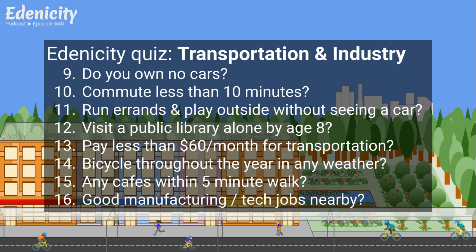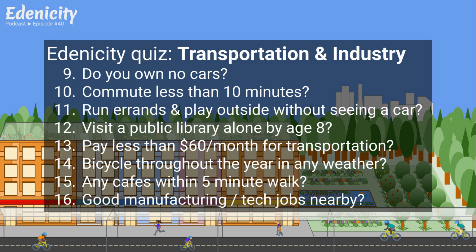The next 8 questions have to do with transportation and industry. Question 9. Do you own 0 cars? 10. Is your commute less than 10 minutes? 11. Can you run your daily errands and play outside without seeing a car? 12. Would it be easy for a child to visit a public library alone from where you live by age 8? 13. Do you pay less than $60 a month for transportation?